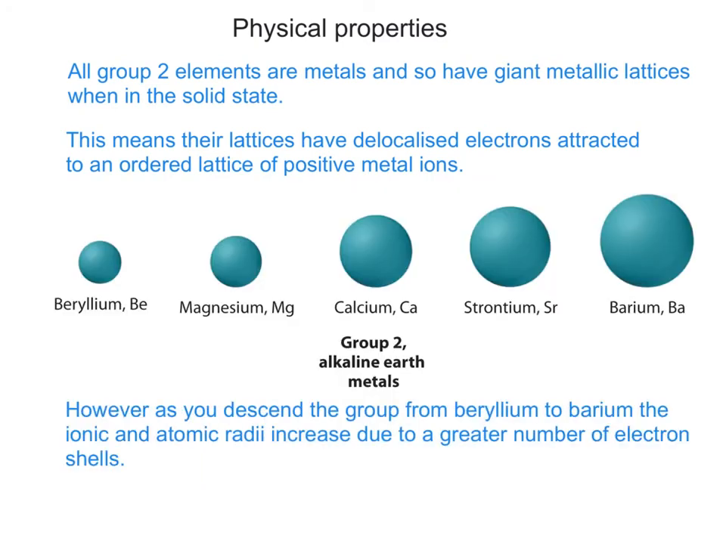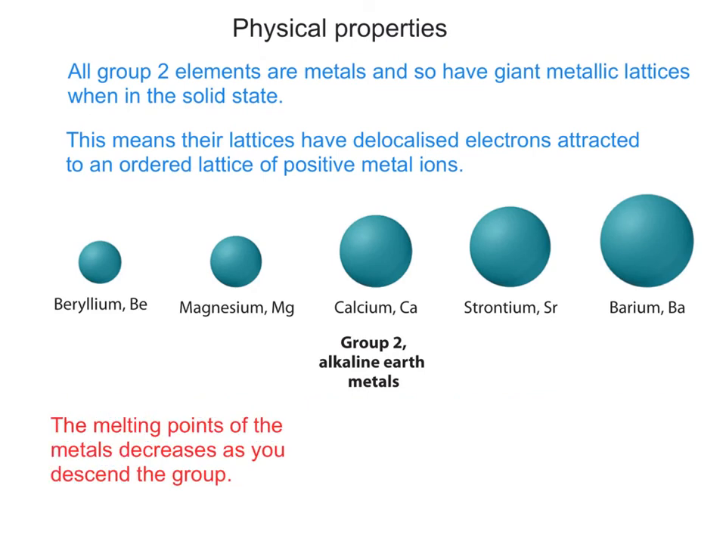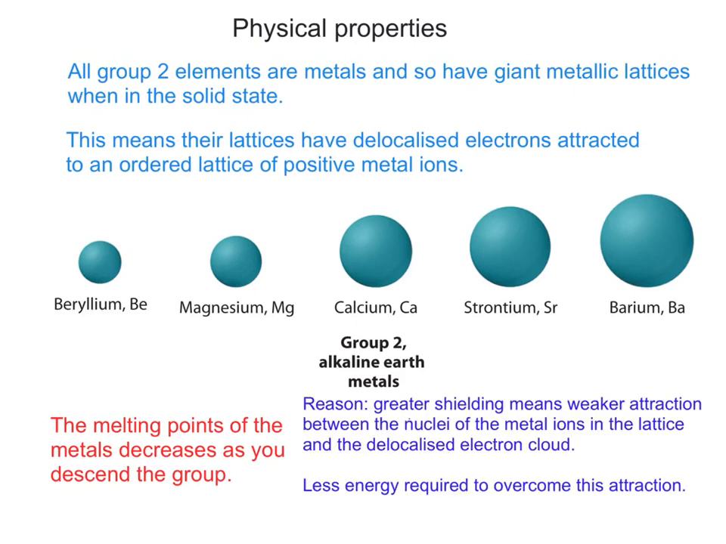So as you go down the group from beryllium to barium, the ionic and atomic radii increase due to a greater number of electron shells. So this gives rise to specific trends not only in our physical properties but also in the chemical behaviour of the elements as well. So the melting points of the metals decrease as you descend the group. The reason for this is greater shielding means weaker attraction between the nuclei of the metal ions in the lattice and the delocalized electron cloud, so less energy is required to overcome this attraction.